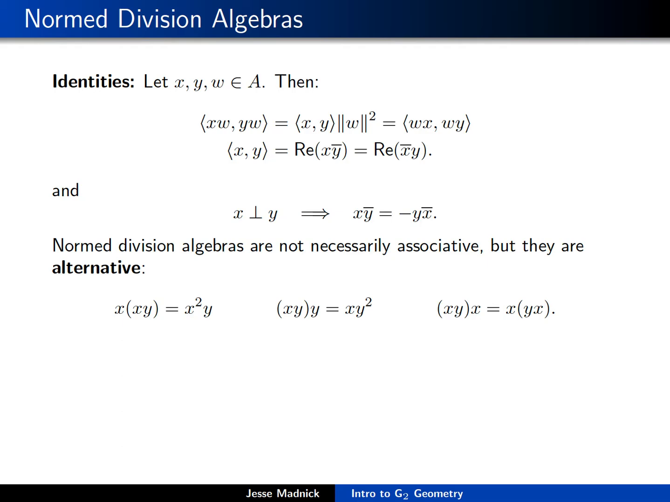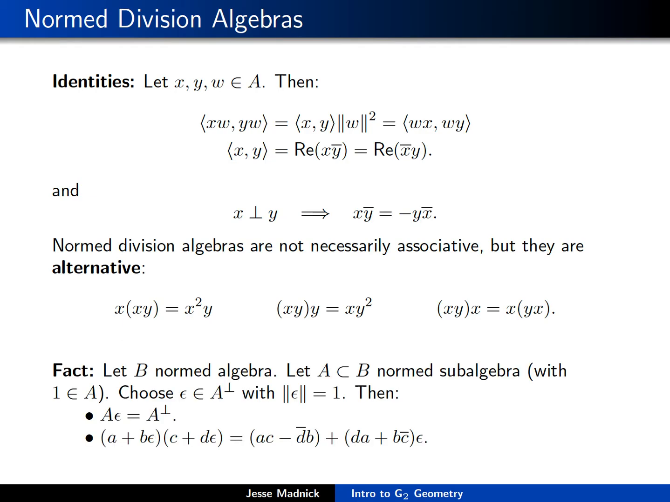And I should emphasize that although norm division algebras are not necessarily associative, they do have a weak form of associativity called alternativity. And what that basically means is that multiplication is associative when two of the three elements are the same. So (xx)y is just x(xy) regardless of the parentheses because we have two x's, I guess.